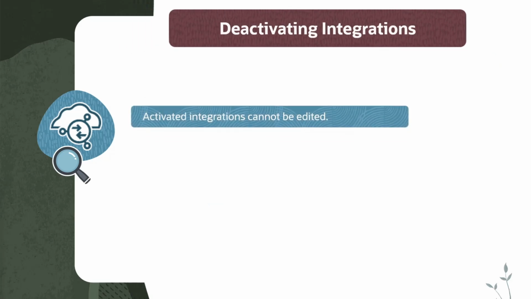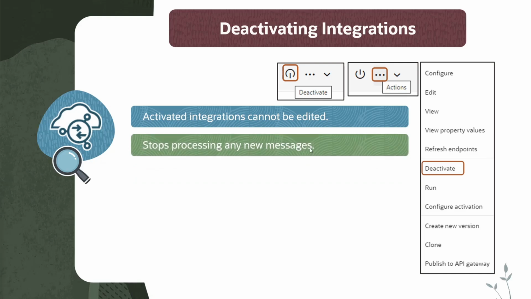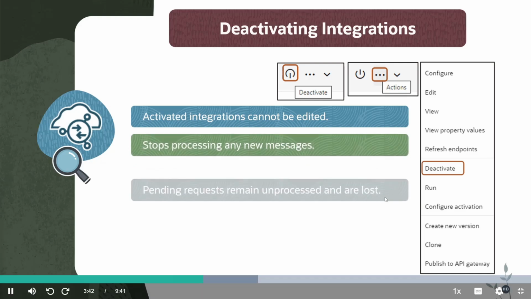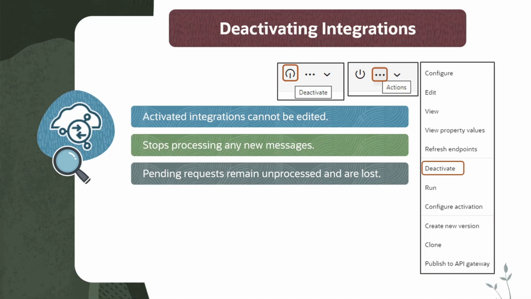Of course, if you need to make any modifications to an active integration, you will first need to deactivate it before you can edit. You can click the Deactivate icon or select Deactivate in the Integrations Actions menu. Now, this will stop the integration from processing any new messages, and for asynchronous patterns, the queue for the deactivated integration is also deleted along with any incoming messages. Therefore, if there are any pending requests unprocessed, they are lost after deactivation.